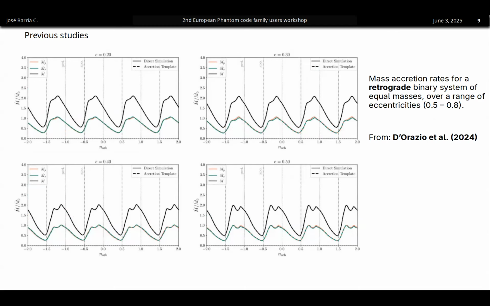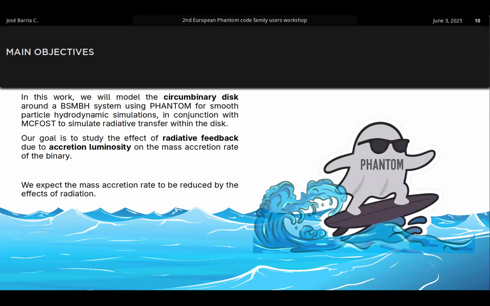So, the objective of this work: we aim to model a circumbinary disk around a supermassive black hole system. We also want to use MCFOST to model radiative transfer and study the effects of the radiation on the mass accretion rate. As a hypothesis, we expect the mass accretion rate to be reduced by the effects of radiation, because as the gas gets close to the black holes, it starts emitting more radiation that can heat up the gas and repel it.